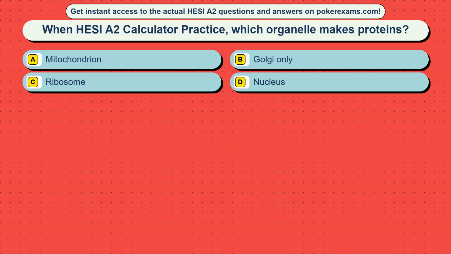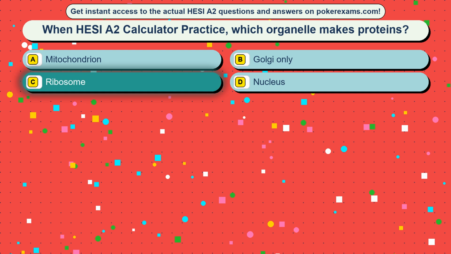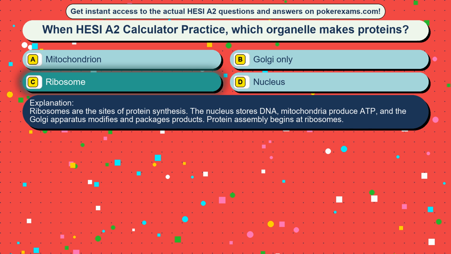Question 19. When HESI A2 calculator practice, which organelle makes proteins? Option A, mitochondrion. Option B, Golgi only. Option C, ribosome. Option D, nucleus. The correct answer is option C, ribosome. Ribosomes are the sites of protein synthesis. The nucleus stores DNA, mitochondria produce ATP, and the Golgi apparatus modifies and packages products. Protein assembly begins at ribosomes.